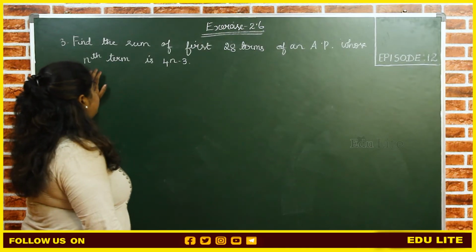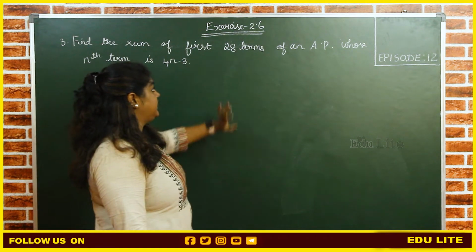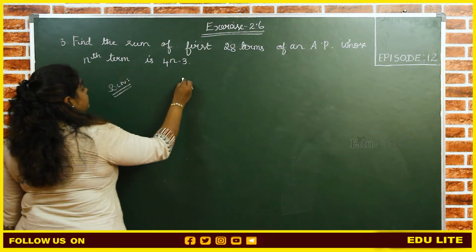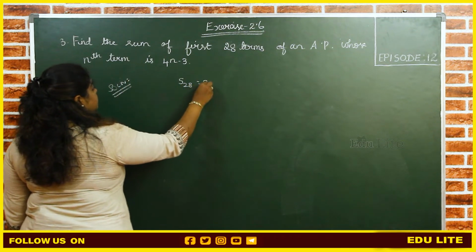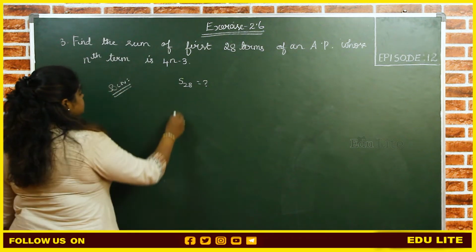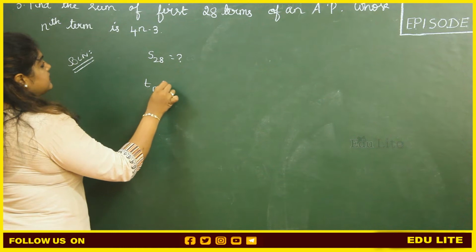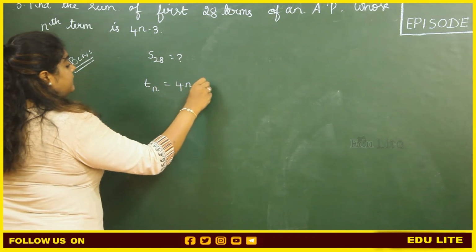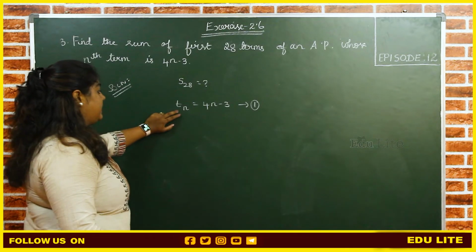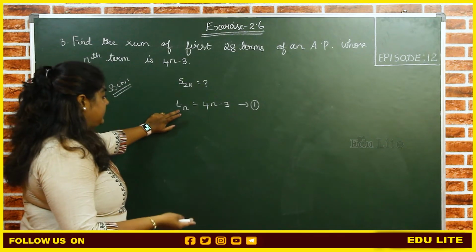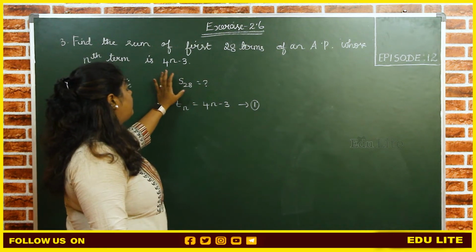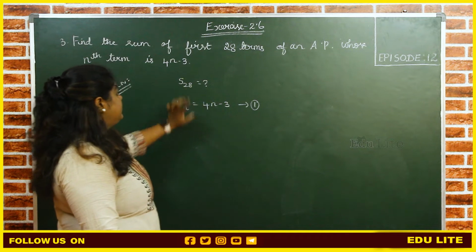In the third problem, we have to find the sum of first 28 terms, that is, we have to find S28. For this, we are given the nth term, 4n minus 3. That is, Tn equals 4n minus 3 is given. Let us consider this as equation 1. Using this, we can find the first term, second term and the 28th term. Then we will use the formula of Sn and find the value of S28.